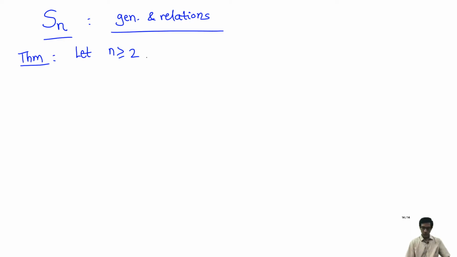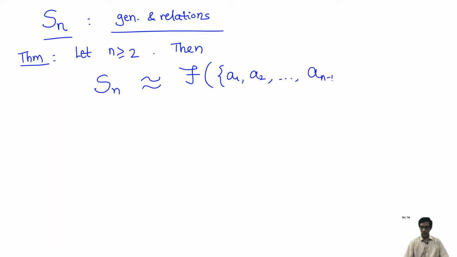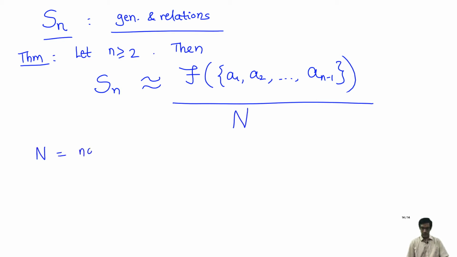Let n be greater than or equal to 2, then Sn, the symmetric group, is isomorphic to the free group on n minus 1 generators. Let me give them a name now, A1, A2, up to A(n-1). So there are n minus 1 in all, modulo the normal subgroup N generated by a short list of relations.